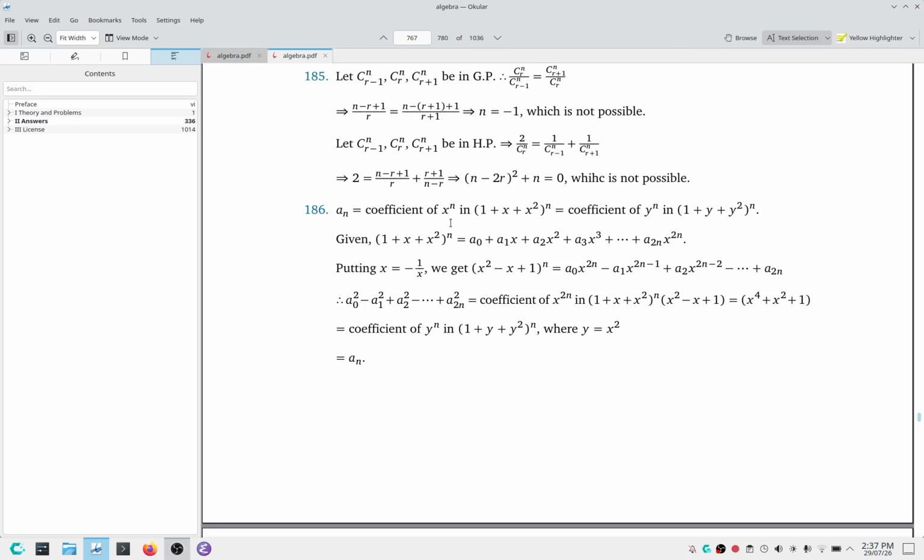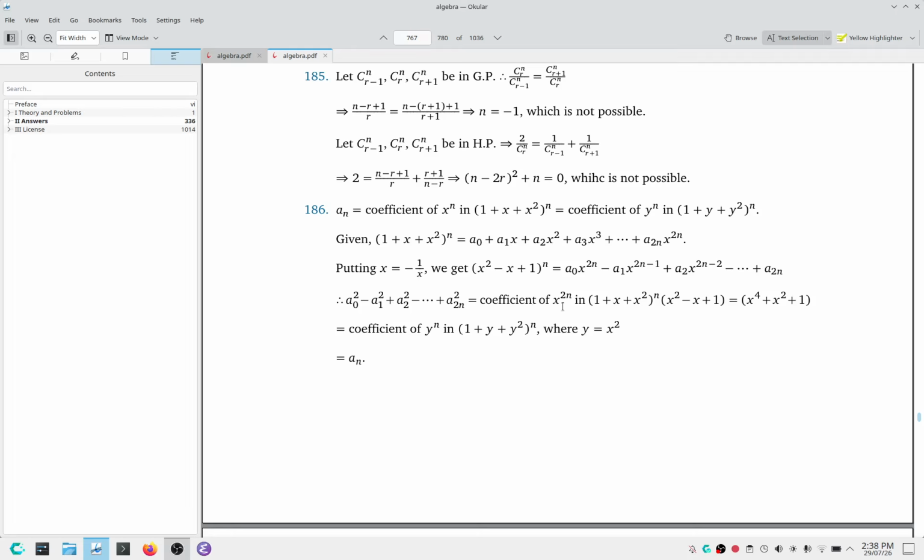We let an be the coefficient of x to the power n in (1 plus x squared) to the power n, and the coefficient of y to the power n in (1 plus y squared) to the power n. Now we have (1 plus x squared) to the power n is equal to this given expression. We substitute x is equal to minus 1 upon x. We get (x squared minus x plus 1) to the power n is equal to a0 x to the power 2n minus a1 x to the power 2n minus 1 plus a2 x to the power 2n minus 2 and so on up to a2n.